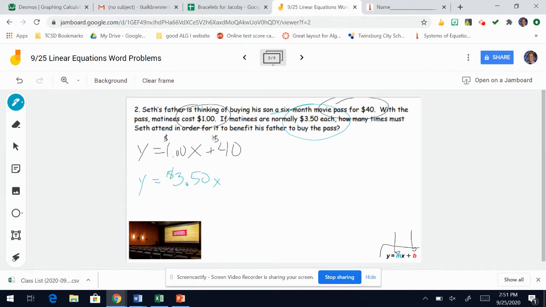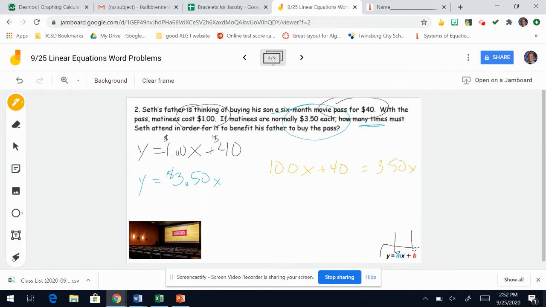They're asking us how many times it is going to be beneficial to do it. So ready? We set these equal to each other. So we say y equals $1x plus 40 set equal to 350x. So here's your $1x plus 40 set equal to 350x.